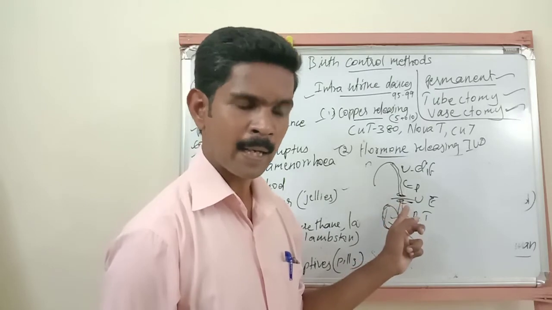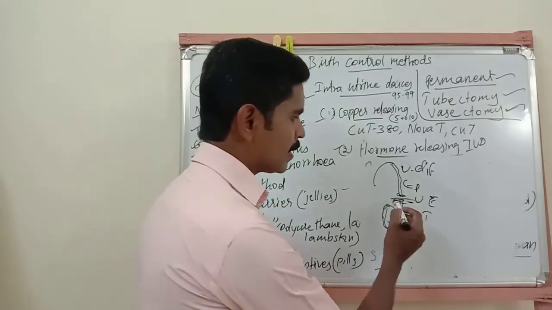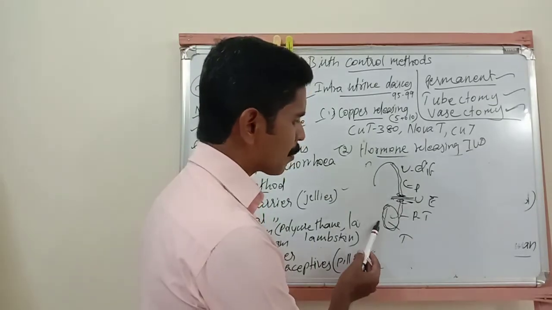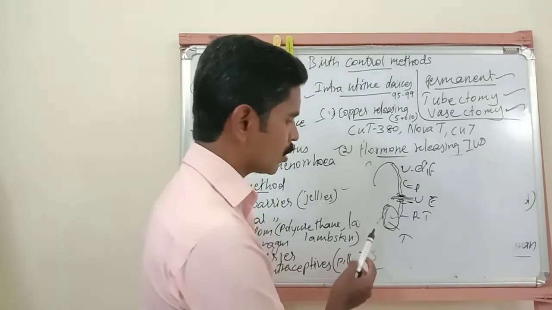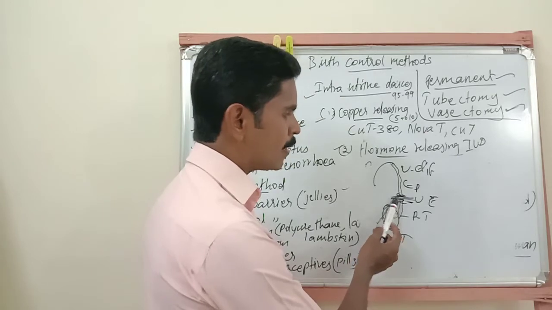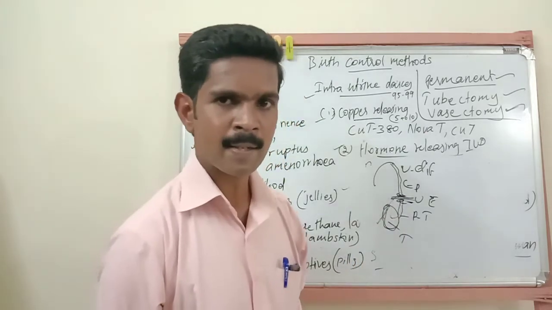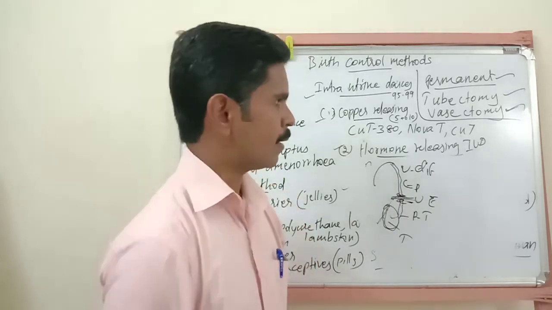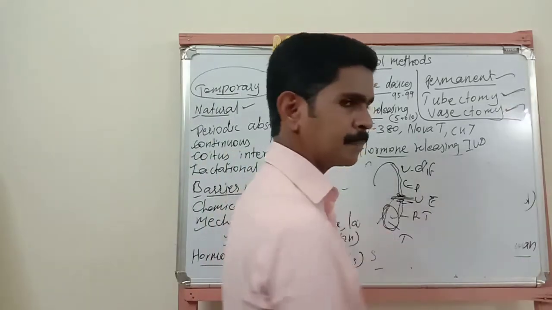Understand? Here, to cut and make a knot in this region, a small hole is made in the scrotum region. So through the scrotum, this procedure is performed on the vas deferens. Understand? Then, the next one is tubectomy.